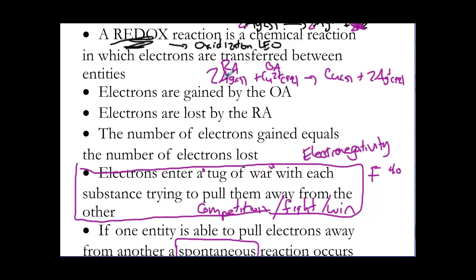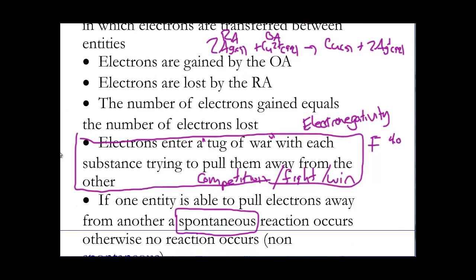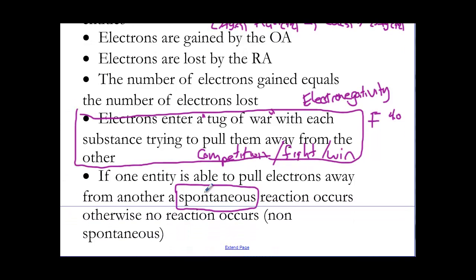Or what if silver wins the fight? Well, if silver was actually stronger than copper, then no reaction would take place, because silver would just hold on to its electrons and swat copper out of the way and say, no, you can't have my electrons. And that describes the term spontaneous. So if someone wins, a reaction spontaneously happens, like it happens at a fairly decent rate, whereas it's possible that no reaction could occur. It just depends on who wins the fight.